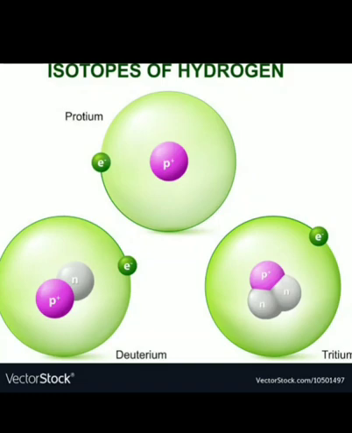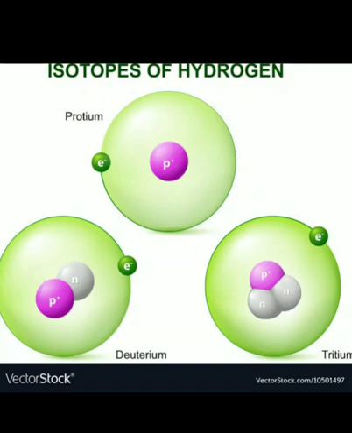And tritium: number of proton 1, electron 1 and number of neutrons, from the figure you can see, 2. So why are isotopes formed? Because of the different number of neutrons in the nucleus of atoms, isotopes are formed.